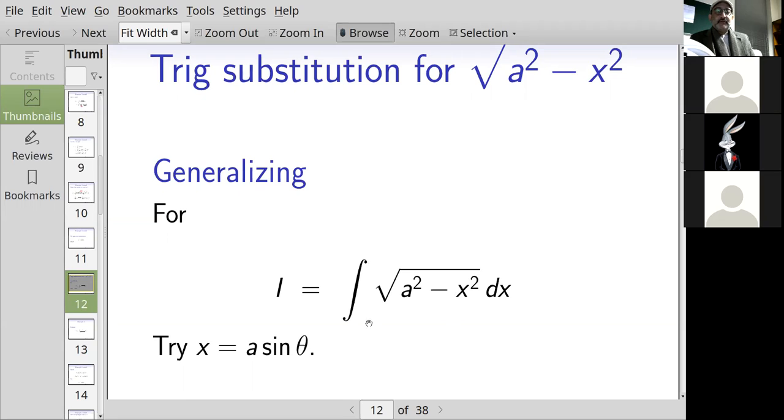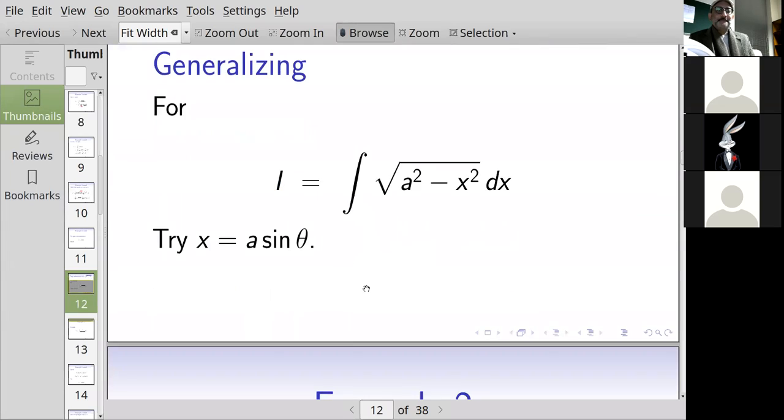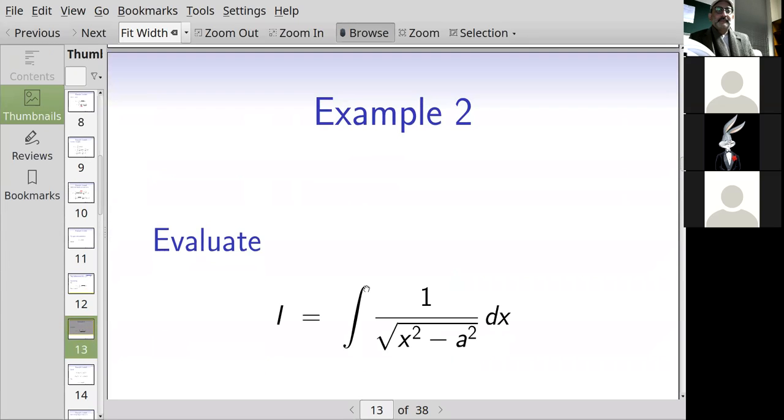If you've got root of a squared minus x squared, and you've also got something else involving x in the problem, look for a substitution first. And if all else fails, right, trying all the other techniques, if it doesn't work, then try x equals a sine theta. Okay.